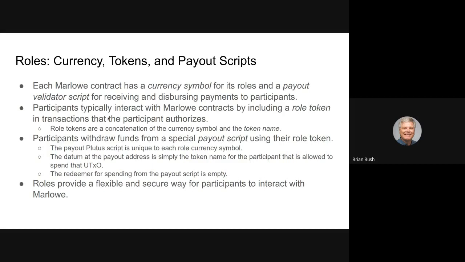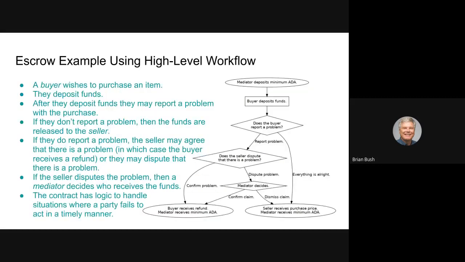So the participants usually have a role token. This is not always the case. There's a way to use Marlowe contracts without role tokens, but the standard use case uses role tokens. And they're basically just a native token, a Cardano native token, that uses the currency symbol for the contract, and the token name is the name of the participant. And you'll see how this works later on. The participants, as I mentioned, are withdrawing funds from this payout script, and it enforces that the funds go to the correct person.